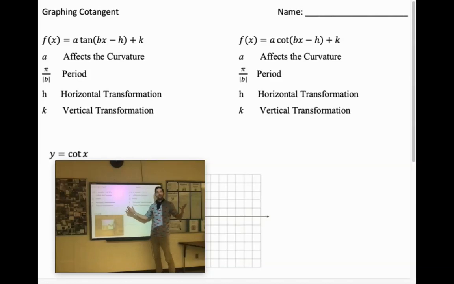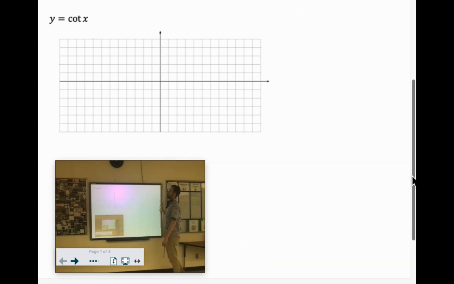All right, let's talk about cotangent. You can look at all this stuff. It's very similar to all the transformations we've been doing. But the important thing to remember is cotangent is the reciprocal of tangent. So let's take it back to the unit circle, shall we? We shall.